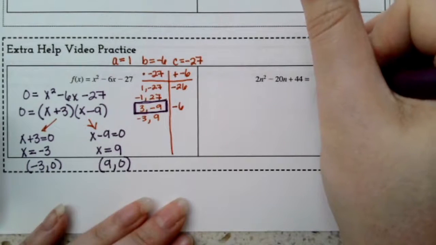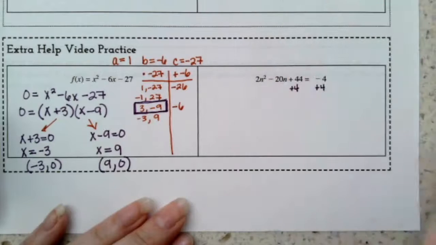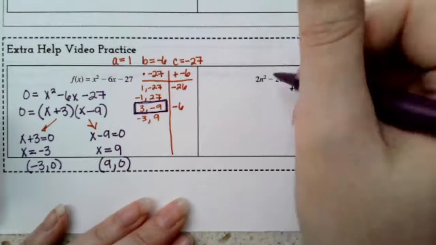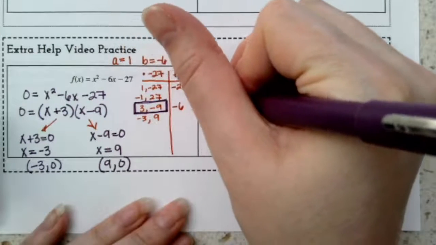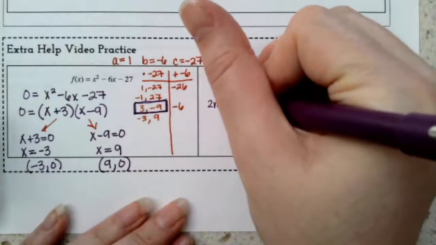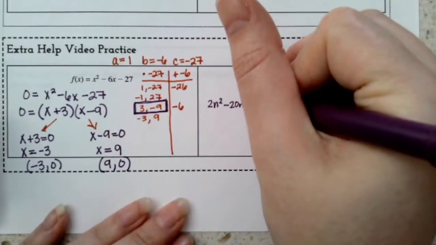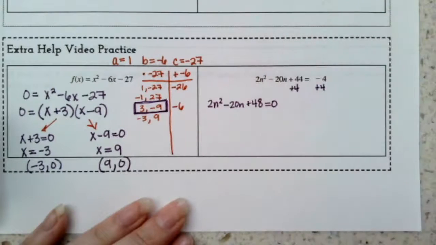So I need to start by adding 4 to both sides, because I need everything on the same side. So I'm going to get 2n squared minus 20n plus 48 equals 0.